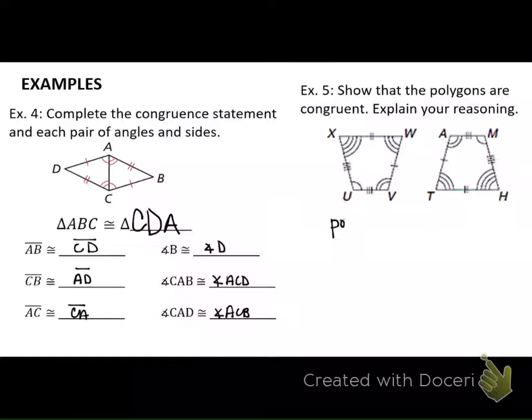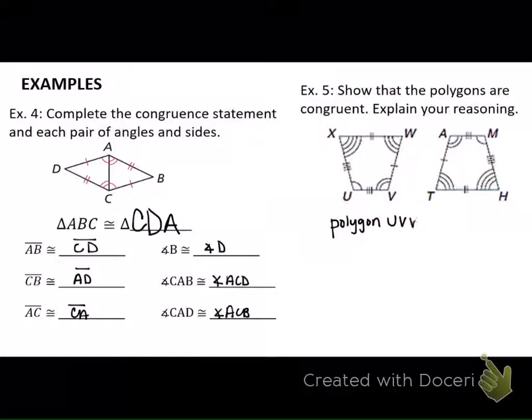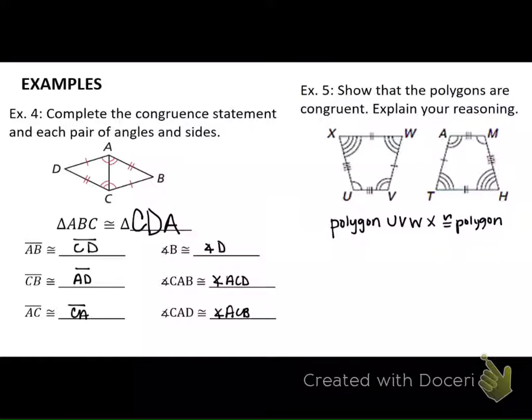So we just need to prove that these 2 polygons are congruent. So if I start with polygon UVWX, what would that polygon be congruent to? Give me the polygon that would be congruent to. UVWX is congruent to polygon. Which one does U match up with? M. What does V match up with? A. W matches up with? T, and then X, right?